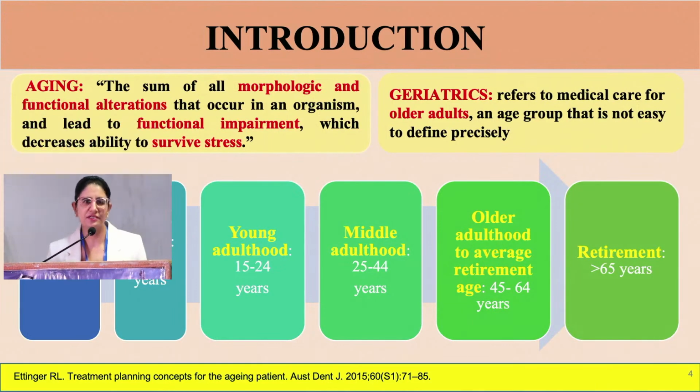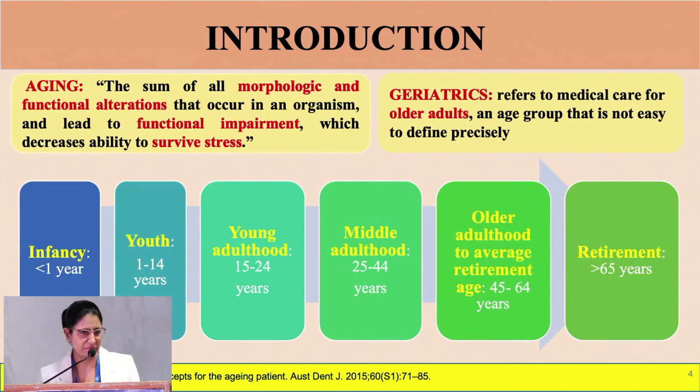Dear students, you are aware what aging is. As far as geriatric is concerned, this term refers to medical care for older adults, an age group that is not easy to define. Various synonyms have been used: geriatrics, gerodontology, geriatric dentistry, but none have been accepted solely as a single term for this. The age spectrum of a life ranges from infancy to older adulthood and retirement, generally classified as infancy at 1 year, retirement after 65 years.